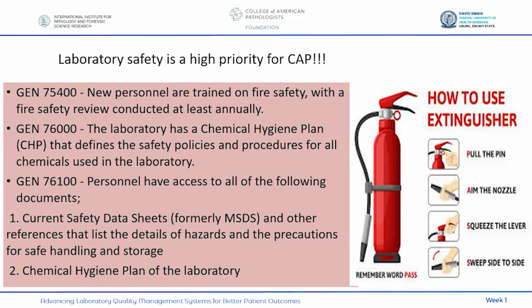Then 7600 requires that the lab should have a chemical hygiene plan, which defines the safety policies and procedures for chemicals used in the laboratory. 7600 personnel should have access to all of the following. They should have access to your safety data sheets. Just note that safety data sheets were formerly called material safety data sheets, but currently it's now called just safety data sheets. So personnel should have access to that, especially those who come in contact with these chemicals, who work with these chemicals, so they know they have adequate information before they begin to handle these chemicals. And personnel should equally have access to your chemical hygiene plan. Okay.